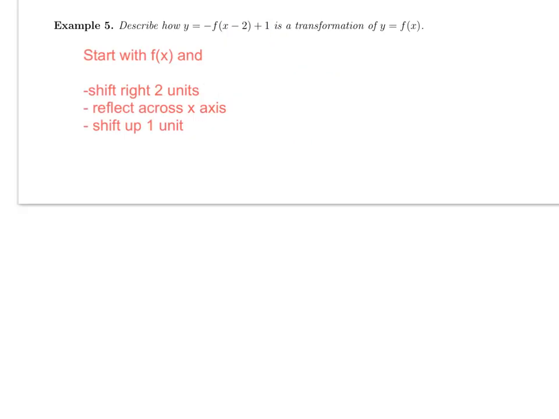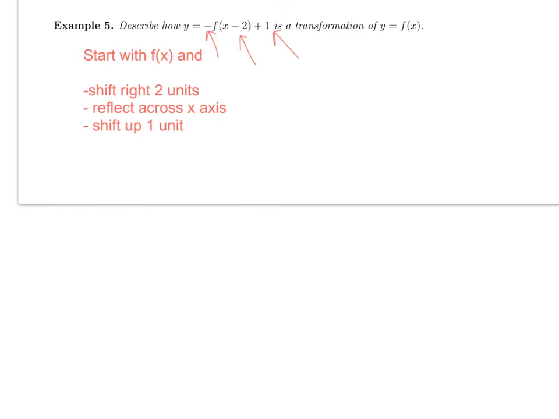Let's take a look at example 5 together. So describing how this is a transformation on an original function. So we start with f of x, and what do we do to that x? We subtract 2, right? So we shift right 2 units. Then we multiply by negative 1, so we reflect across the x-axis. There's no stretching or shrinking in this example. And then finally we add 1 to all of the y values that we have, and so we shift it up 1 unit. So even though I didn't give you a defined function that you could have graphed in this example, you can still describe how it's a transformation.